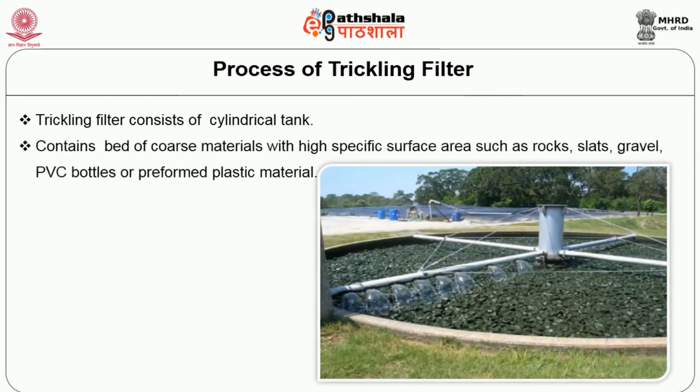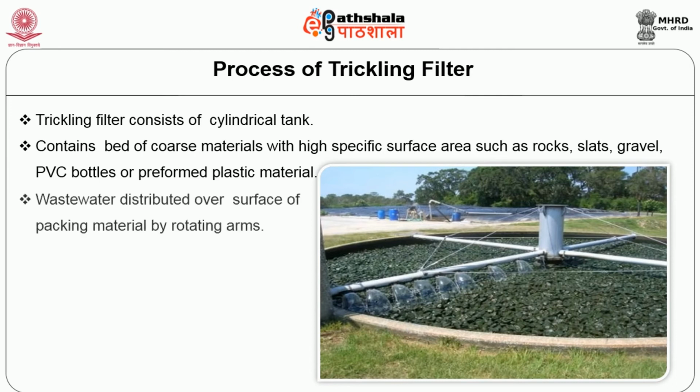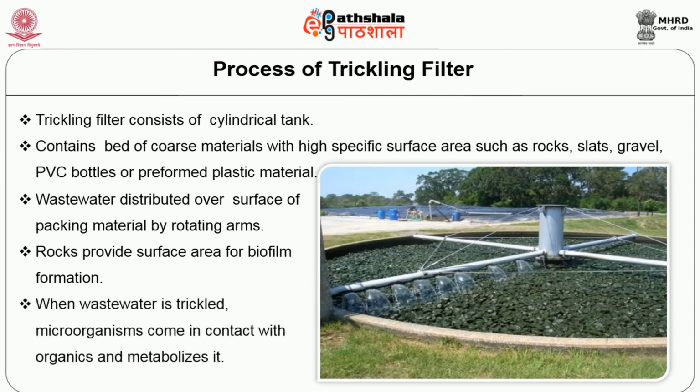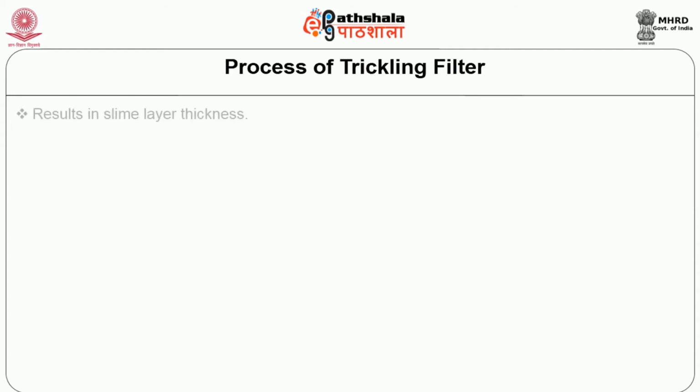The trickling filter contains a cylindrical tank along with a bed of coarse materials with high specific area, such as rocks, slats, gravel, PVC or preformed plastic material. The wastewater is distributed over the surface of the packing material by rotating arms. The rocks provide a surface area for biofilm formation. Once wastewater trickles down, microorganisms come in contact with the organics and metabolize them. This results in a slime layer.